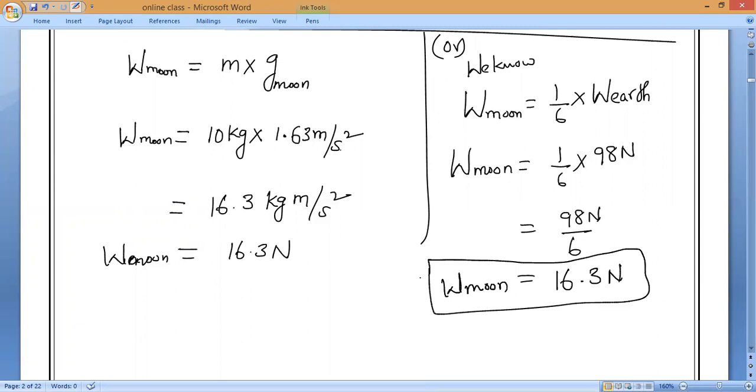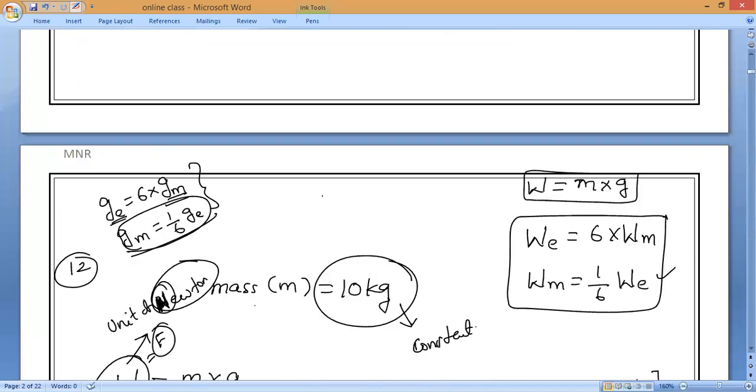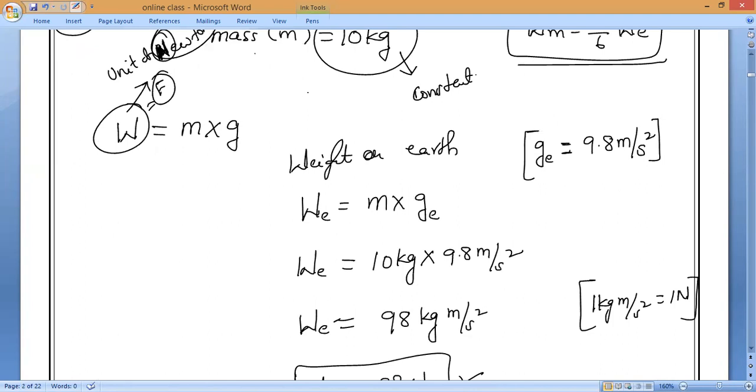Understand? So your choice. Always you should know the relations between gravity of earth and gravity of moon. What is the relation? In the same way, the relation between weight on earth and weight on moon. So it is a very, very important thing. If you know that, you can solve it very easily. That is my expectation. Okay, solve it. Everybody complete it.